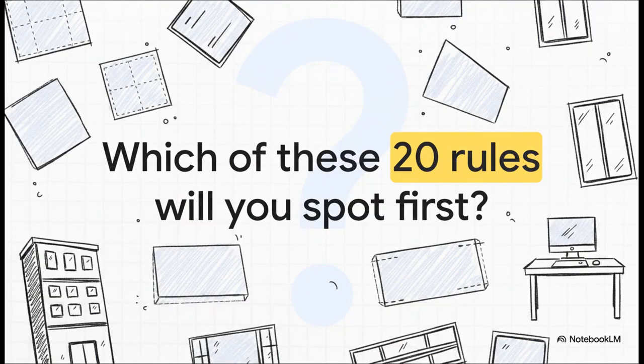So I'll leave you with this thought to carry into your day. Next time you look out the window at a building, a bridge, or even just the everyday objects on your desk, which of these 20 hidden, perfect geometric rules will you spot first? Keep your eyes open, because they're absolutely everywhere.